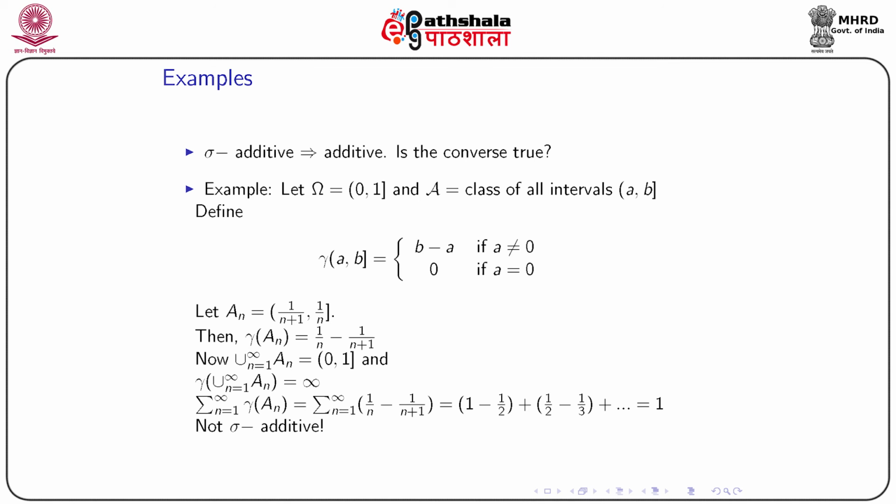So, gamma of the union over n from 1 to infinity of A_n is infinity, whereas the sum over n from 1 to infinity of gamma(A_n) is 1. This shows that though this set function is additive, it is not sigma additive. So, additivity does not mean all the time that it will be sigma additive too, but the converse is always true. That means, if the set function is sigma additive, it will be additive, but if it is additive, sometimes it may not be sigma additive.